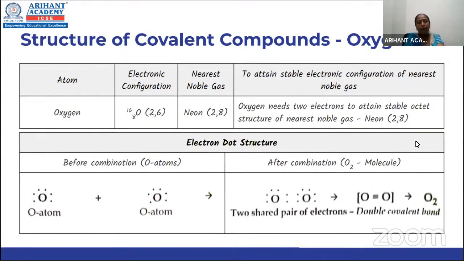Oxygen, atomic number 8. Configuration 2 6. How many less to complete octet? 2 less. 2 electrons less. We take the outermost shell, draw the 6 electrons for oxygen atom. Since 2 are less, 2 will go for bonding from each side. How many are going to be left outside? So we have 4 electrons in the center. 4 electrons in the center means it's going to be a double covalent bond.